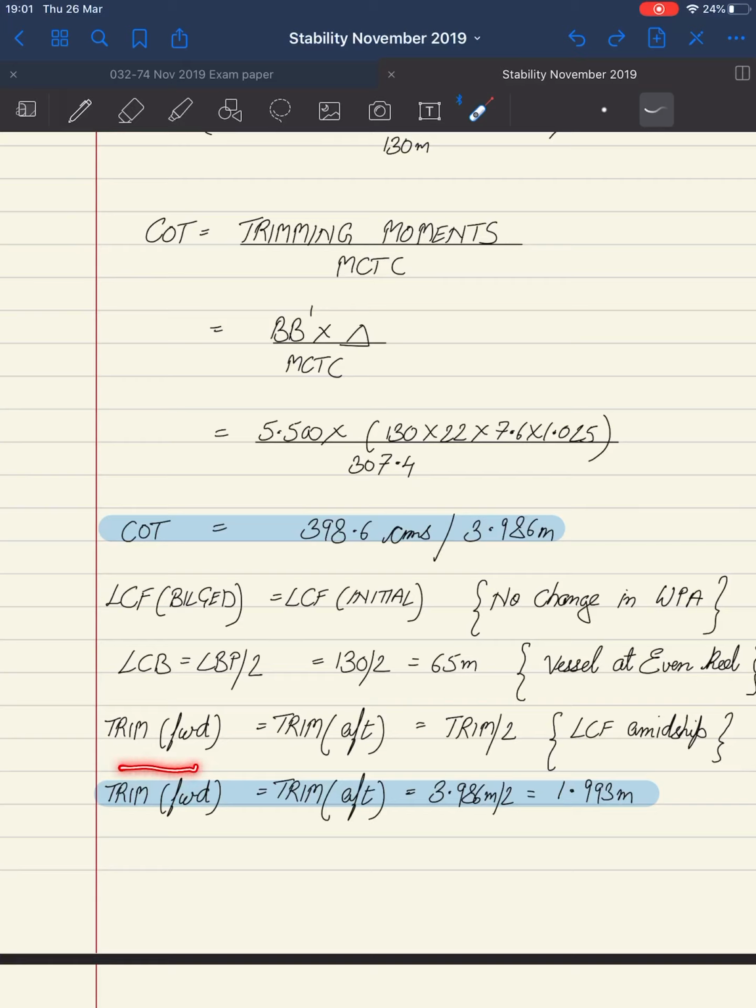Now trim forward is equal to trim aft since the LCF is at the center. So trim forward is equal to trim aft is equal to trim divided by 2. Now we are trying to find out what will be the change of trim forward and the change of trim aft. So we can find it out by dividing the trim, which is this value, by 2 because LCF is midship. So trim forward is equal to trim aft is equal to 3.986 meters, which has come from here, divided by 2, which gives us 1.993 meters.